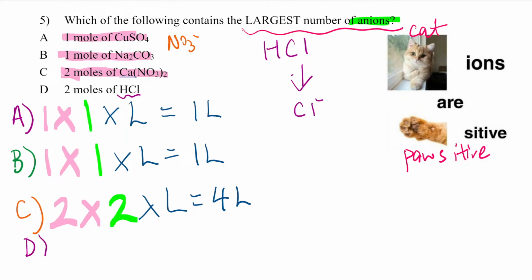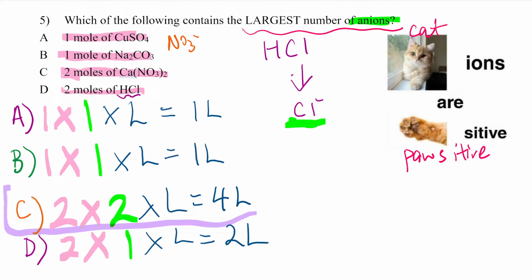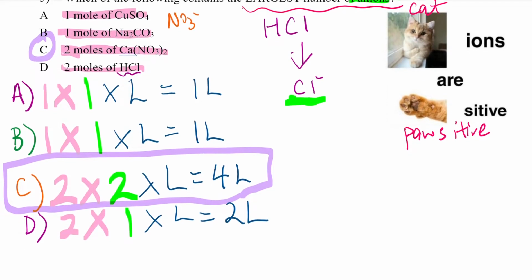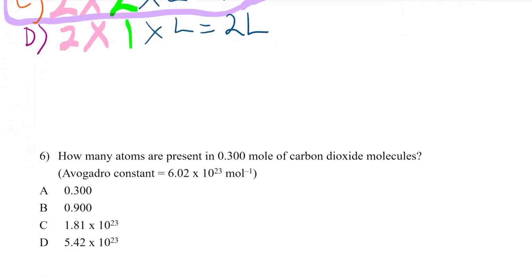So for D, the original number is 2 moles. 2 times, what's the number of anions? Just one, times L. This one is 2L. So you can see our answer, with the largest number of anions, is 4 times 6.02 times 10 to the power 23. So the answer for this is C. So that's how you're going to do it. All right, now let's move on to another question.